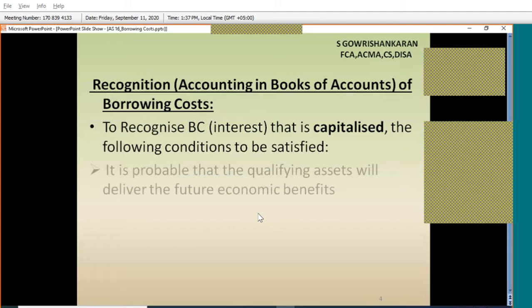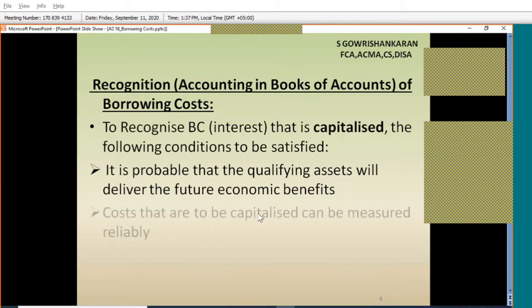It is probable that the qualifying asset will deliver future economic benefits. That's the first condition. Second condition, the costs that are to be capitalized can be measured reliably. That is the second condition.